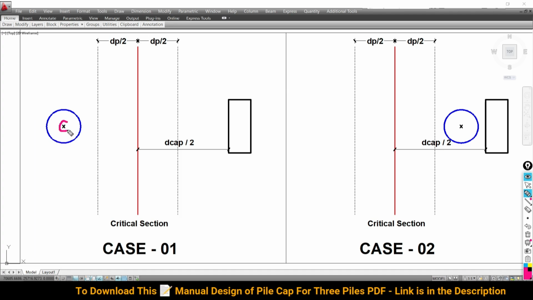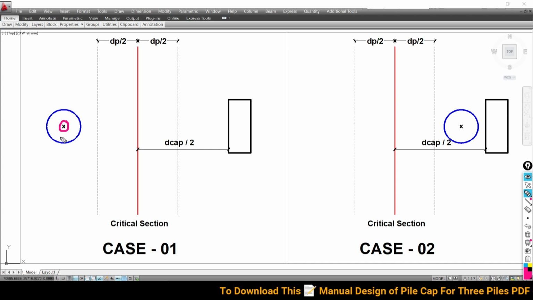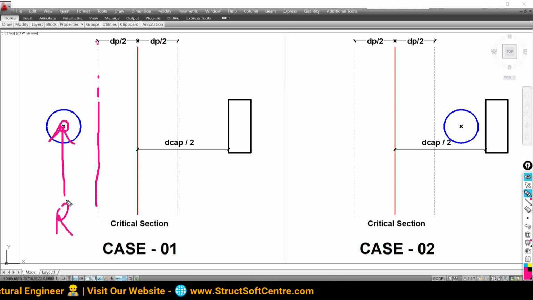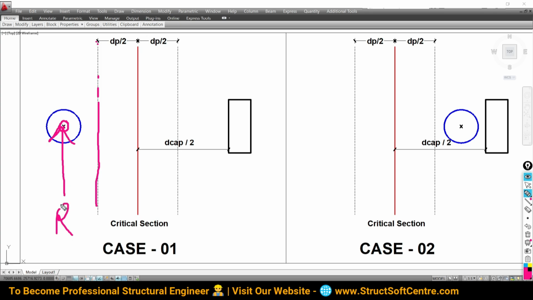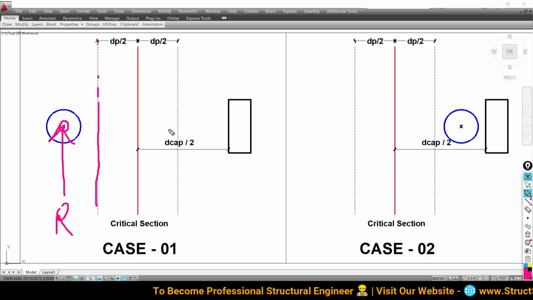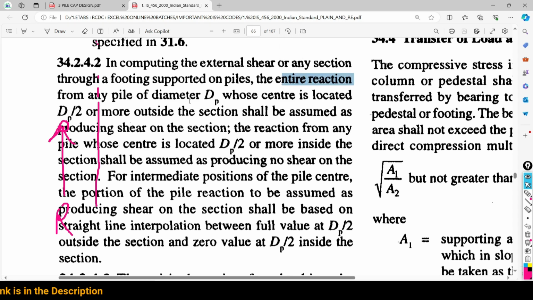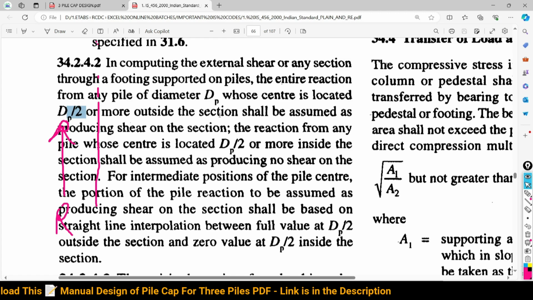If your center of the pile is coming outside of this line, which is at a distance of dp by 2 from the critical section, in that situation whatever the reaction this pile is carrying, that entire reaction, that 100% reaction, you have to consider while doing the calculation for the shear. That is the meaning of the first statement. Again I am going to read here. In computing the external shear on any section through a footing supported on piles, the entire reaction, 100% reaction from any pile of diameter dp whose center is located dp by 2 or more outside the critical section.